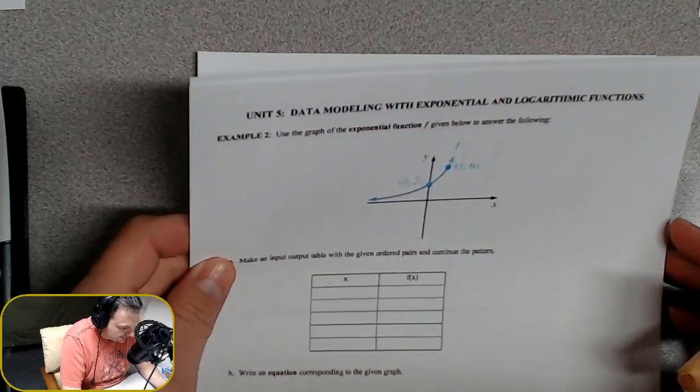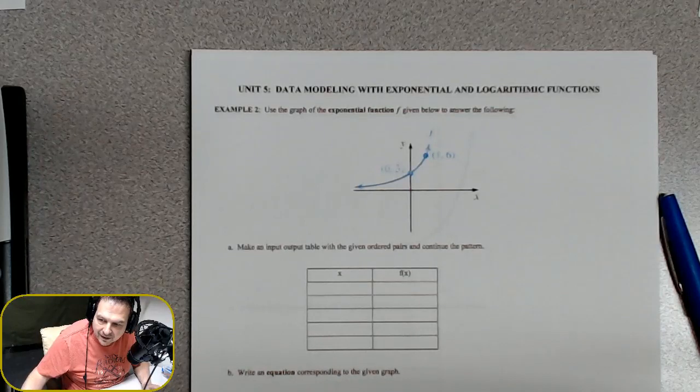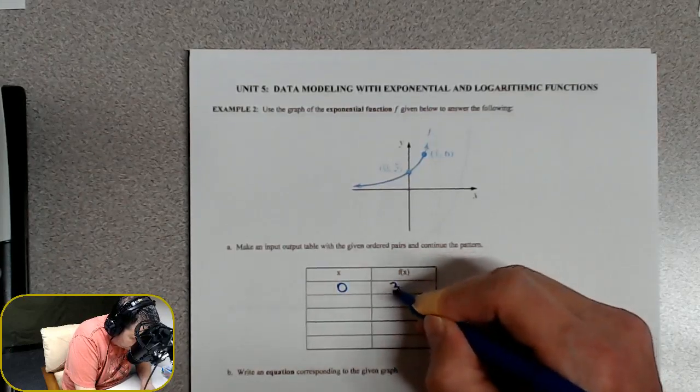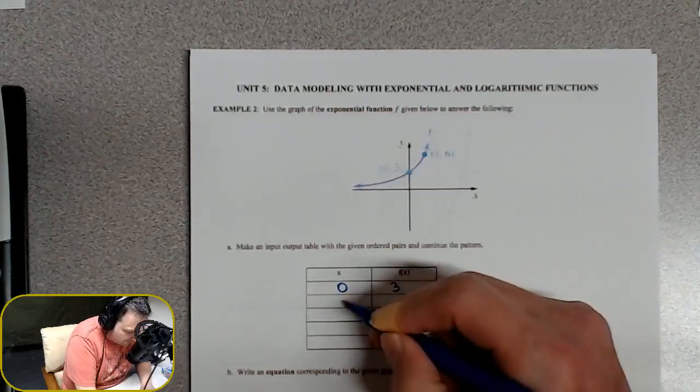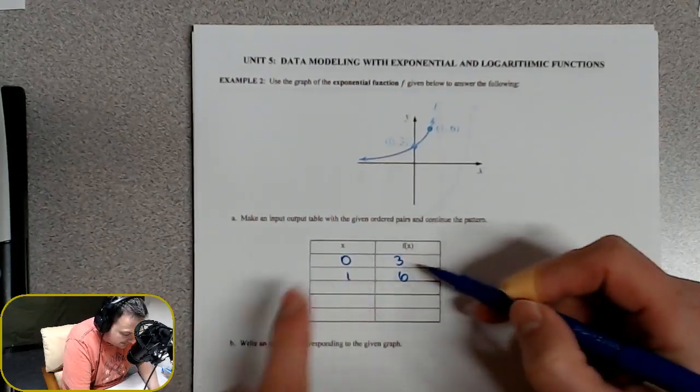It's kind of hard to see, so let me pull it up online here. At 0, it's 3. At 1, it's 6. Just like any 2 points with slope, now we've got the idea.